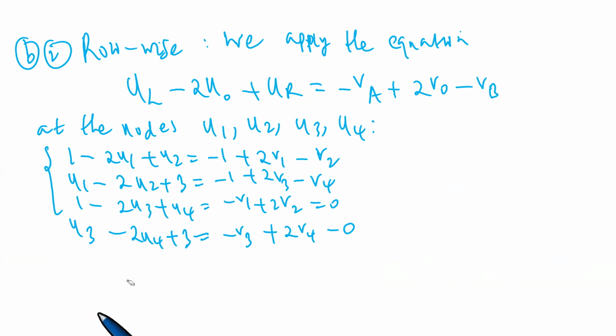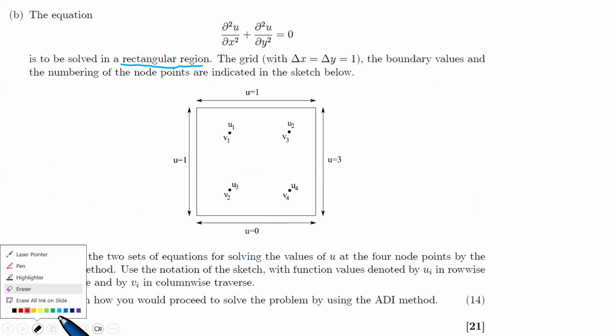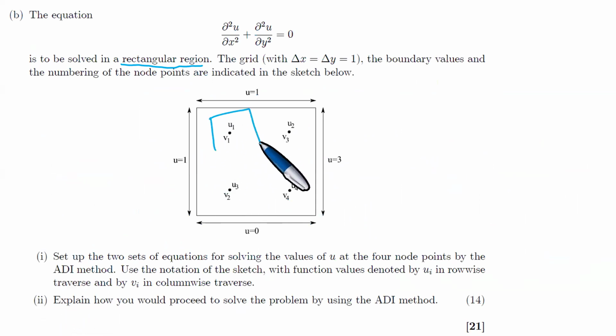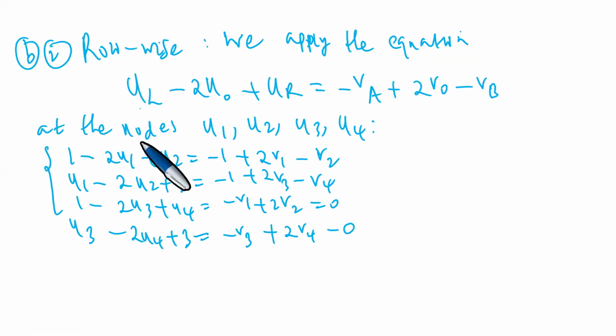So at the nodes 1, 2, 3, 4. Let's look at the node U1. Right, at the node U1, for example, we're able to see here is the node U1 there. Now we note that if the grid delta x equals delta y equals 1, we're able to make the following observation: using this particular row-wise approach, UL minus 2U0 plus UR minus VA. So let us look at this.